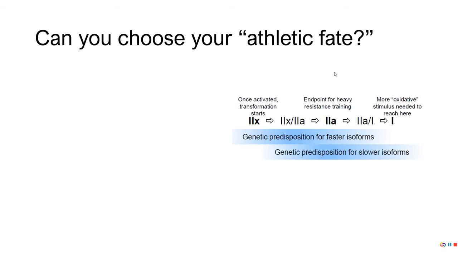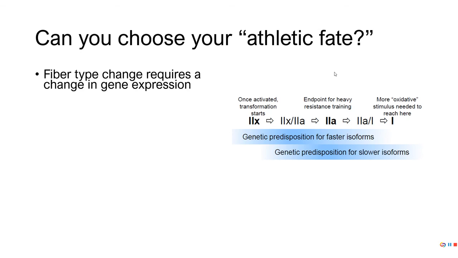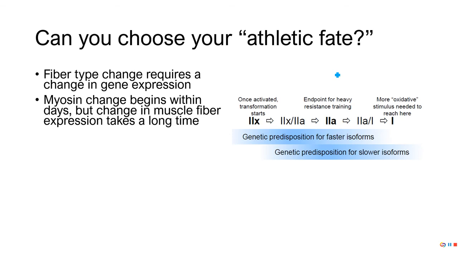Okay, and so in order to change the type of muscle fiber you've got, you have to start changing your gene expression. And we're not going to dive into this, but that's not an easy thing. Okay, now you might see some changes in the myosin, but you also need to have changes within that muscle fiber, and it can take months and years.